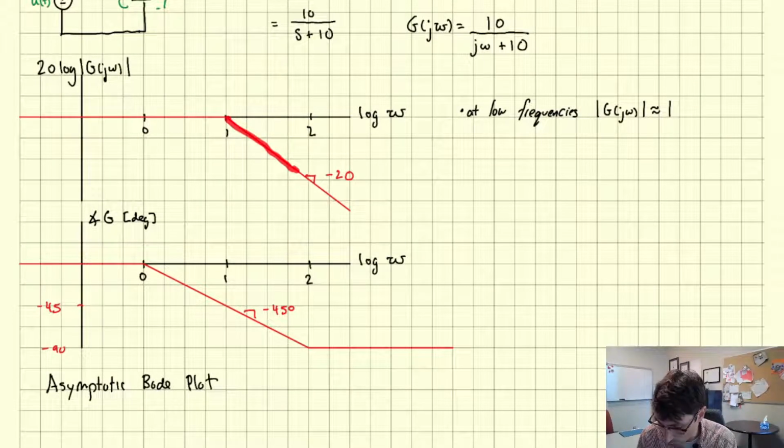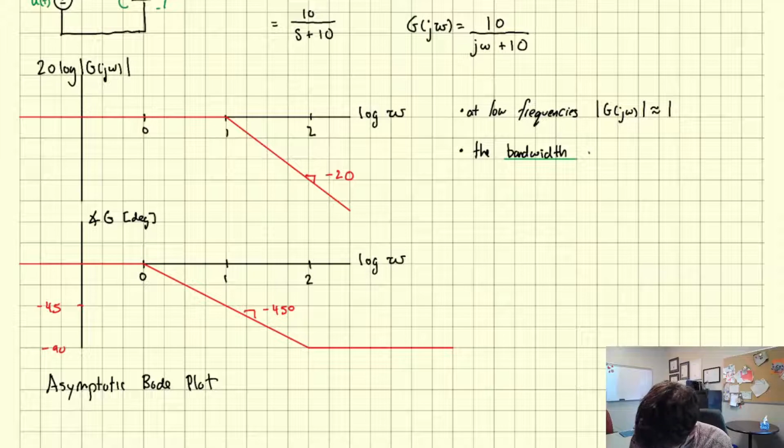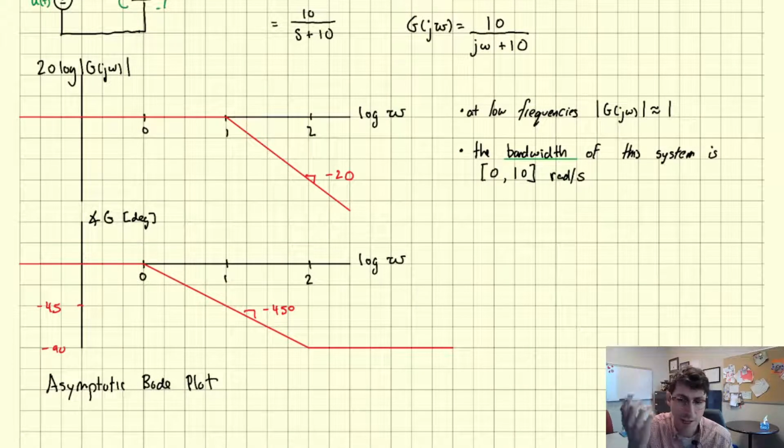And so in the terminology you may have heard before, we would say that the bandwidth of this system is 0 to 10 rads per second. Right, so the width of that interval is 10, so you'd say that the bandwidth is 10 radians per second.